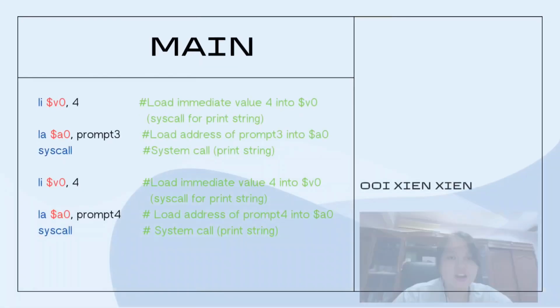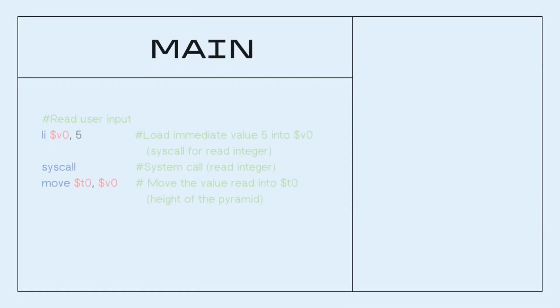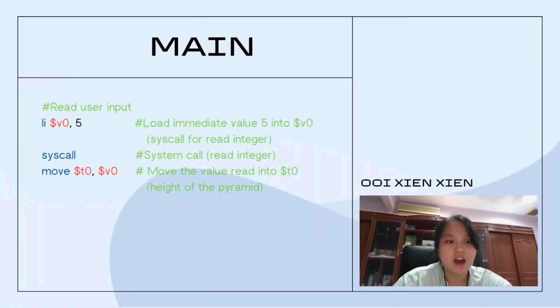For the second slide of the main, still the same, load immediate value 4 into register V0, and then load the address of prompt 3 into register A0, and then do the syscall. And then we're going to print out the string for prompt 4. So load immediate value 4 into register V0, then load address of prompt 4 into register A0, and then do the syscall. Now we come to the third slide of the main part.